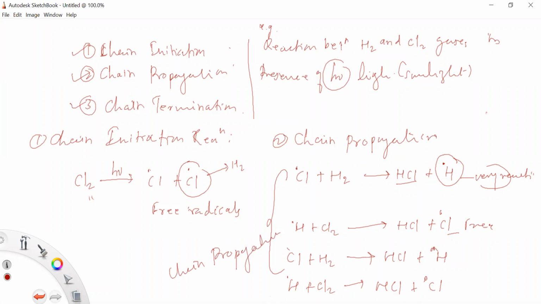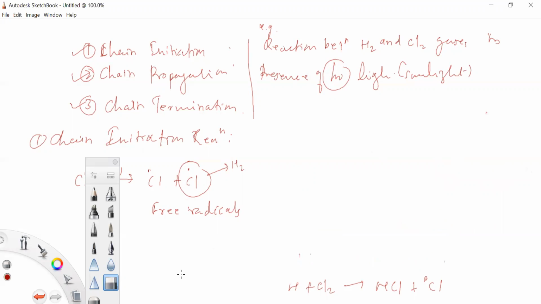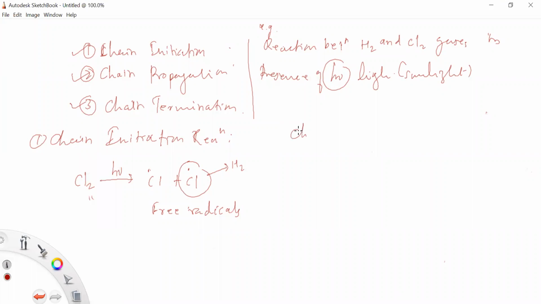But the next and third very important reaction is the chain termination reaction. Now this reaction has to stop somewhere, that is, the chain propagation has to stop somewhere. So the third mechanism or third process involved in the chain reaction is chain termination.